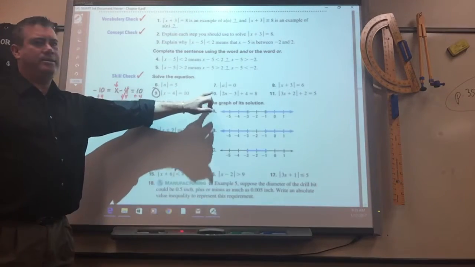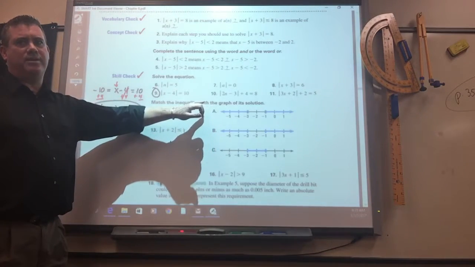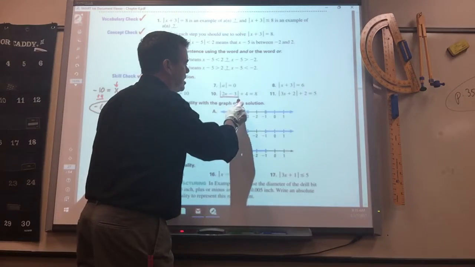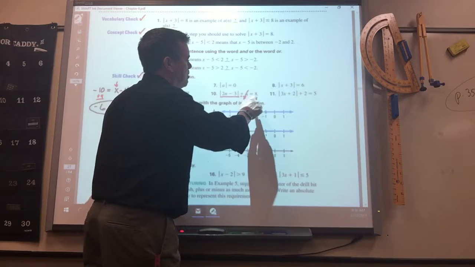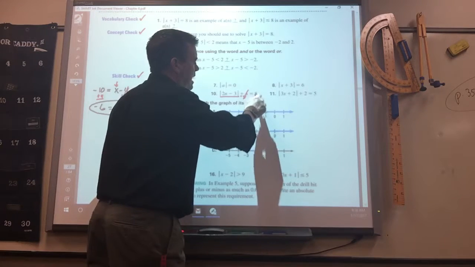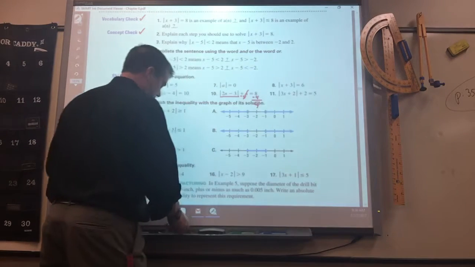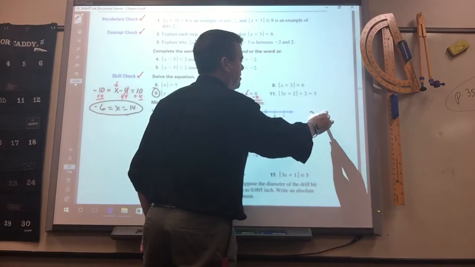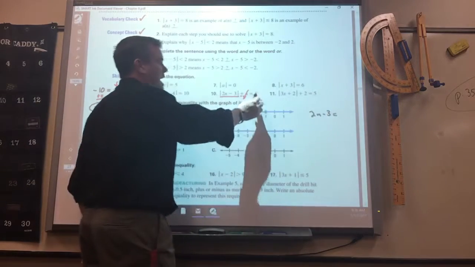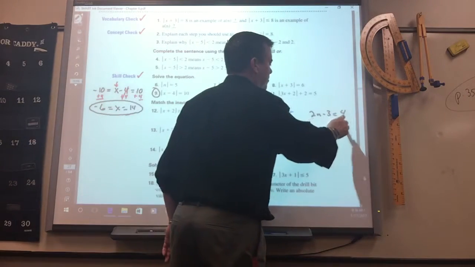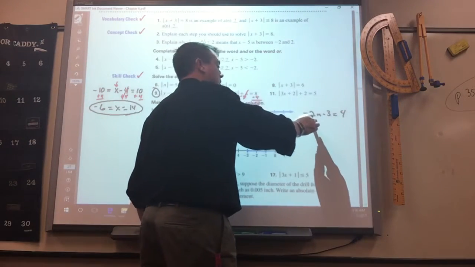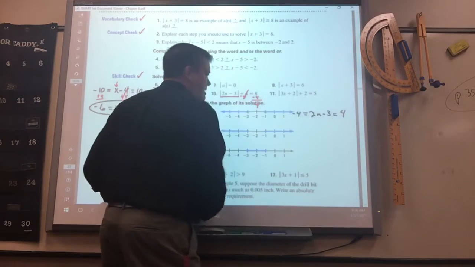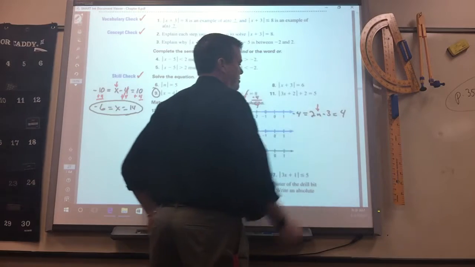On 10, before you write it down, what do you got to do? Right, you got to get the absolute value by itself. So it's a plus 4, so you minus 4. 8 minus 4 is 4. So then when you write it down, it's 2n minus 3 equals 8 minus 4, which is 4. Then you put the same sign here, the opposite number there, and get the n by itself.